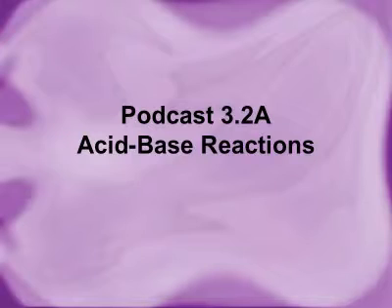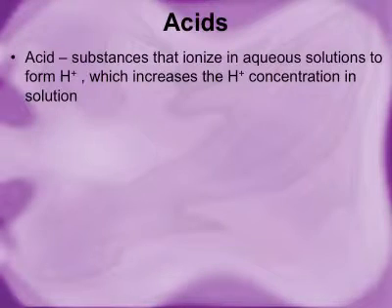So first of all, let's start off with just a tiny bit of review, what an acid and what a base is. An acid is a substance that ionizes in aqueous solutions to form hydrogen ions, in other words, when you have a hydrogen compound like hydrochloric acid, which is HCl. That's going to be an acid because when it breaks apart in water, hydrogen is going to be released. This will increase the hydrogen concentration in our solution.